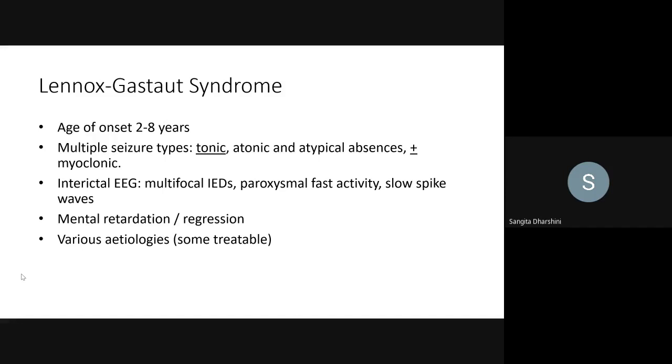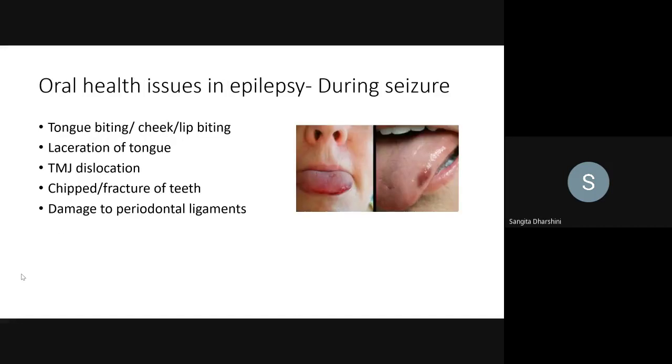So I will now go through oral health issues in epilepsy during seizures. These are what some of my patients have experienced. I don't refer all of them to the dental surgeon because some of them I try and manage by myself. So tongue biting, cheek biting, lip biting, and in severe cases laceration of the tongue, and this would definitely need input from the surgeons.